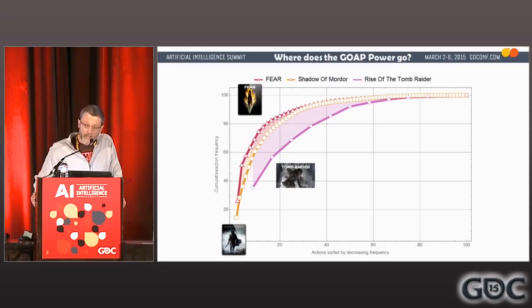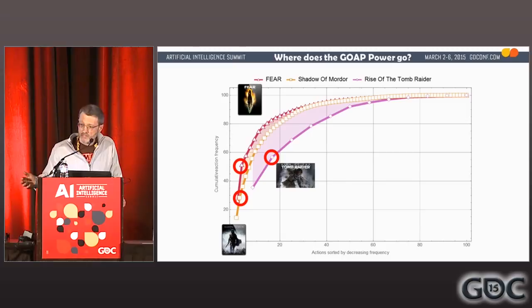Where does the GOAP power go? That's the last slide I have here, the last complicated graphic. On the y-axis, you get the cumulative action frequency. I didn't speak about that before. But what you can do is record how many times an action appears in a session file, then do that across all session files and compute the cumulative frequency. And what is amazing here is that it suffices to get only 2 or 3 actions to reach a cumulative frequency of about 20% or 30%.